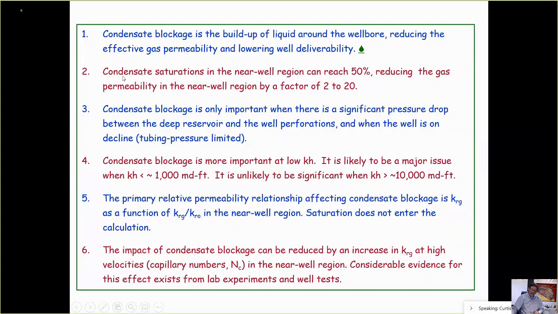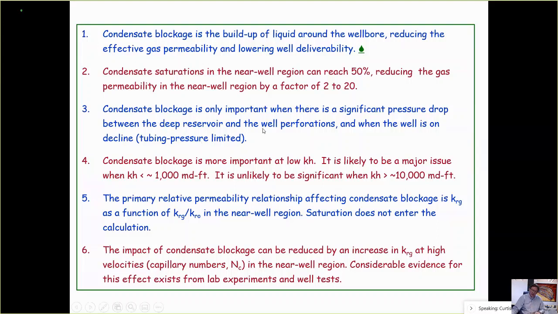Okay. Point 2, condensate saturations in the near well region can reach as much as 50%, even for a lean condensate, in theory. Reducing the gas permeability in the near region by a factor of 2 to 20. But it's not the oil saturation that matters, it's the KRG at that oil saturation.